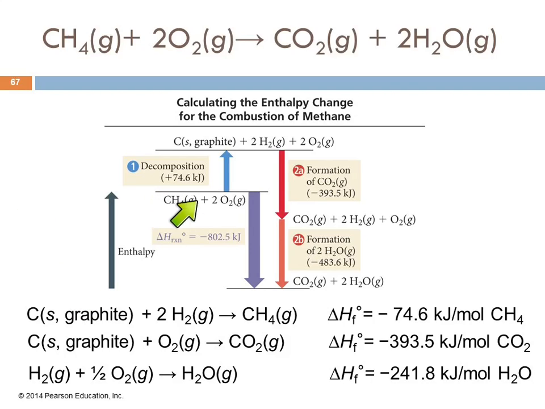So mentally what we're doing here, here's our reactants. We're taking the methane and we're decomposing it into graphite, hydrogen, and oxygen. The heat of formation for methane is minus 74.6. The heat of decomposition would be the opposite. We're going the opposite way. So this is plus 74.6. And then from elements in their standard states, we're forming CO2, which is minus 393.5 kilojoules, and we're forming water.